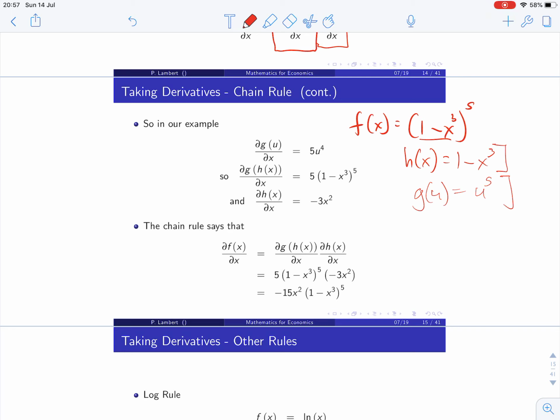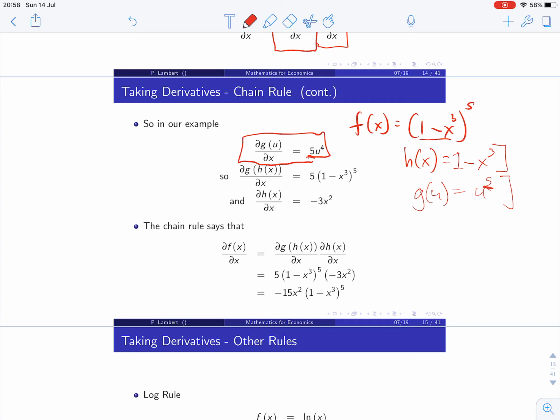subfunctions. First of all, the derivative of the g function, using the power rule: we bring 5 out the front, and we subtract 1 from the exponent, so 5 minus 1 is 4. So the derivative of the g function is 5u to the power of 4.